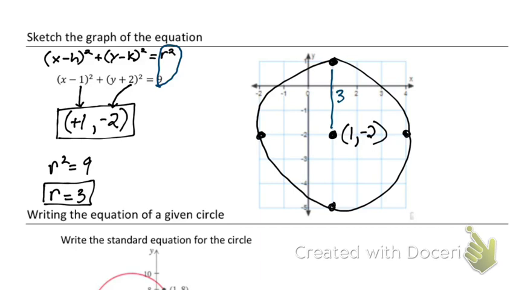Okay, that's how you graph it if I give you the equation. Your big thing is to keep track of the fact that if it's positive in here, it's actually negative. It's what makes it 0. If it's negative, it's actually positive for your center of your circle.